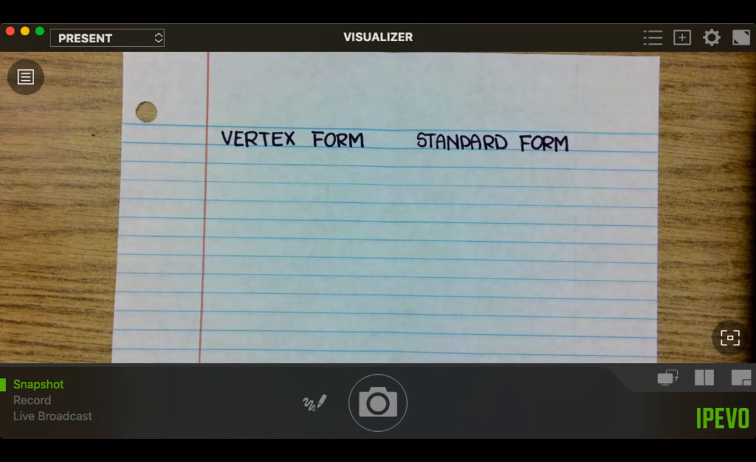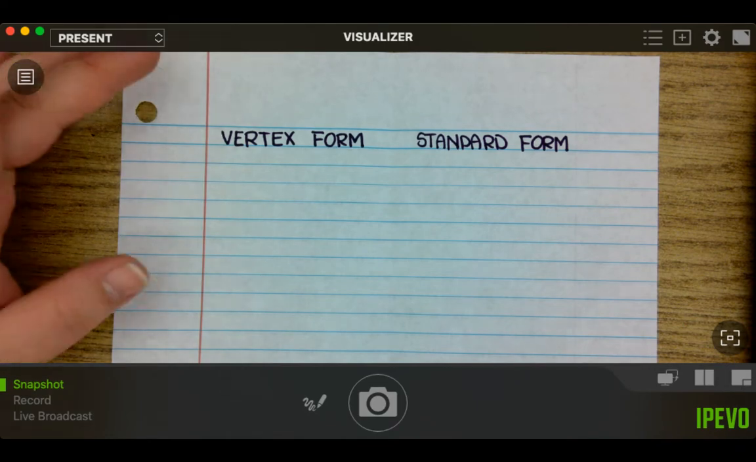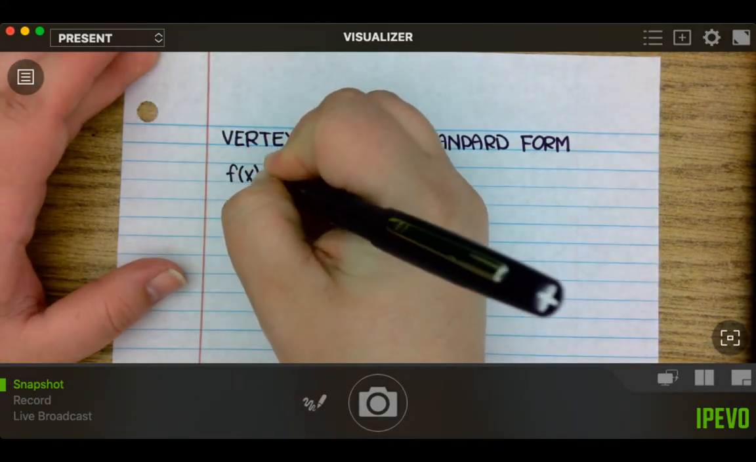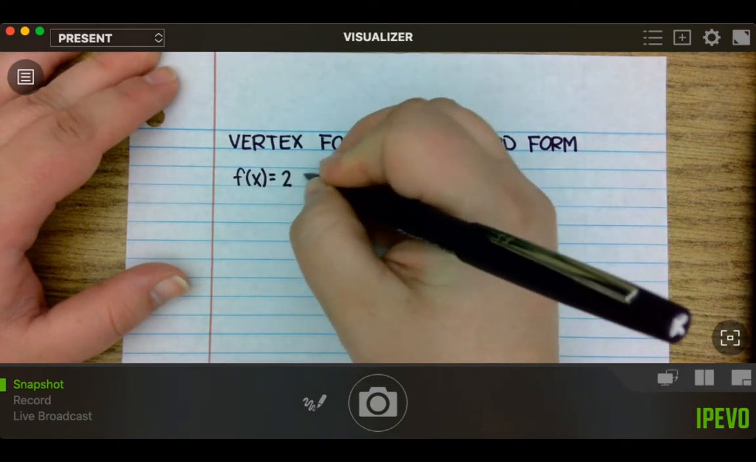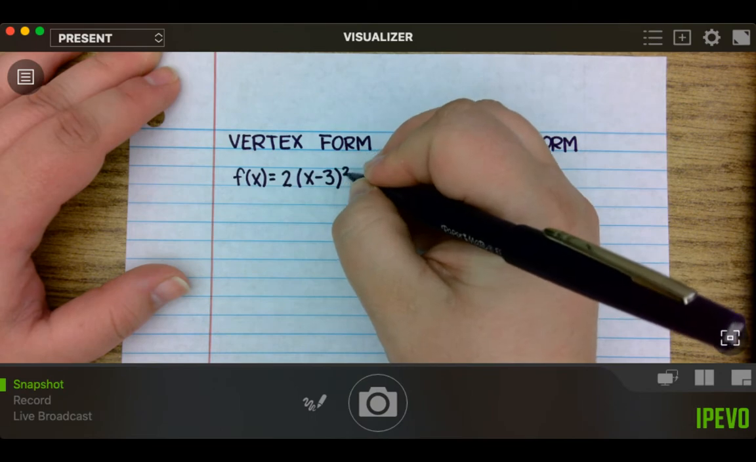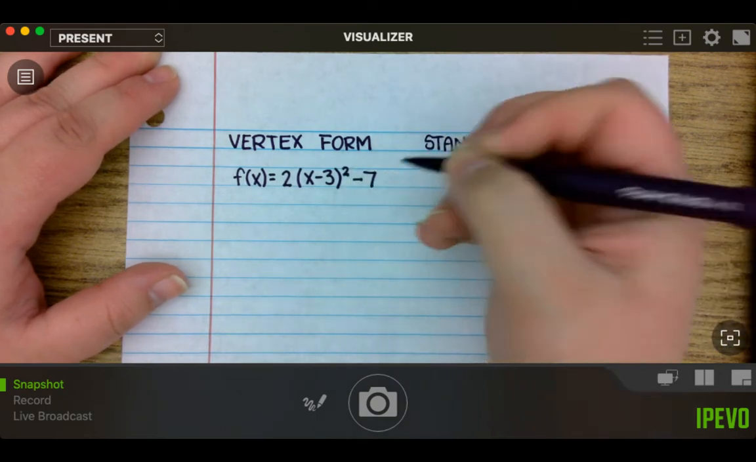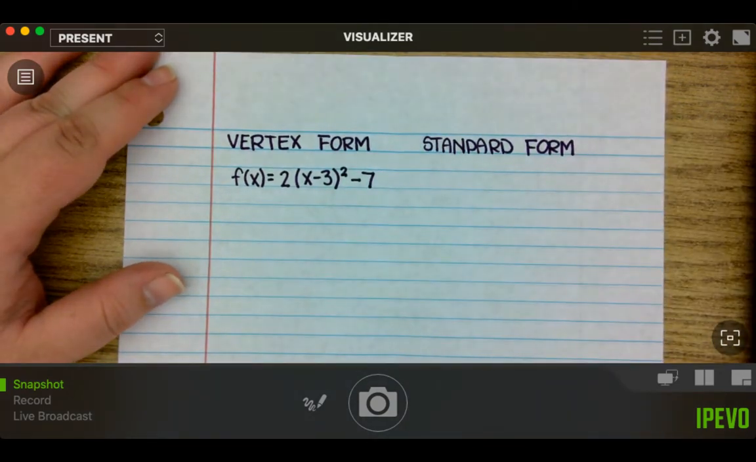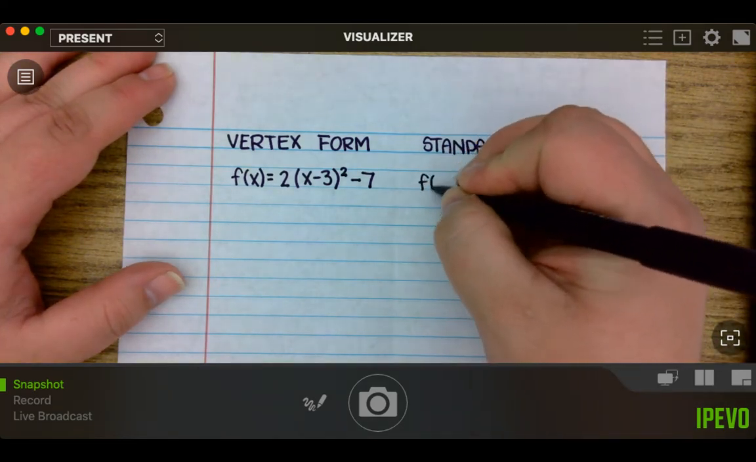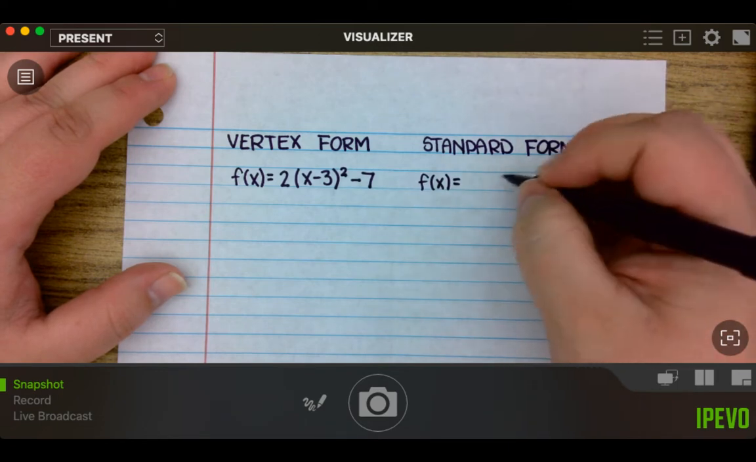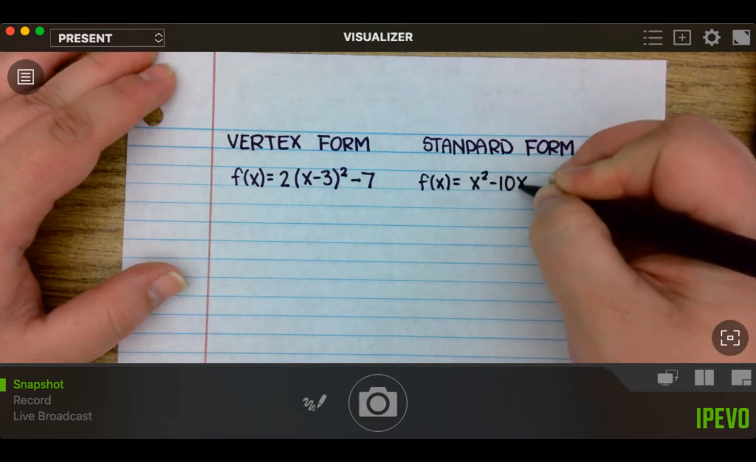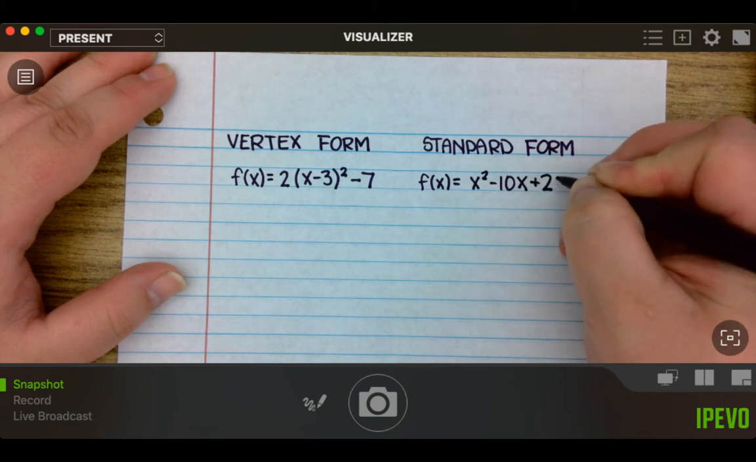All right, now on the left side under vertex form, I want you to go ahead and write f of x equals 2(x - 3)^2 - 7. And on standard form, I want you to go ahead and write f of x equals x^2 - 10x + 24.